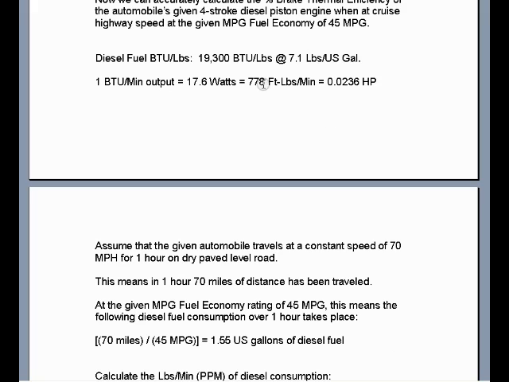So now we're ready to figure out what the overall percent brake thermal efficiency is by taking the BTU energy content of the fuel, 19,300 BTU per pound, and fuel density of 7.1 pounds per US gallon, which is the heat energy content and fuel density of diesel fuel. Then we know that 1 BTU per minute in the form of heat from burning fuel is 17.6 watts, also equal to 778 foot-pounds per minute, or 0.0236 horsepower. That is in the form of burning fuel.